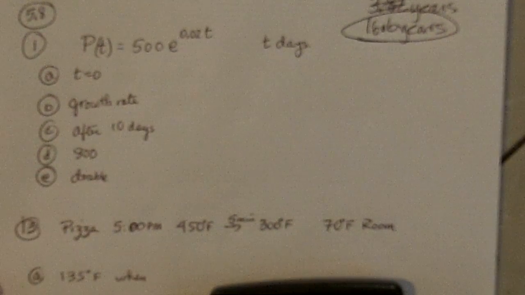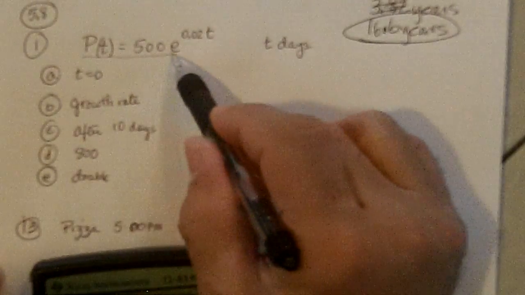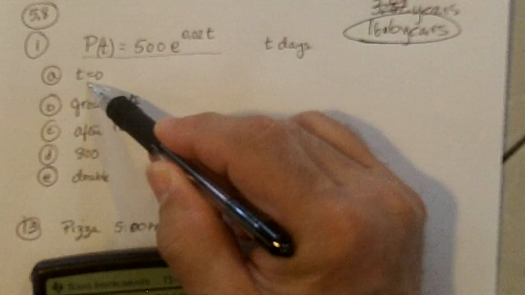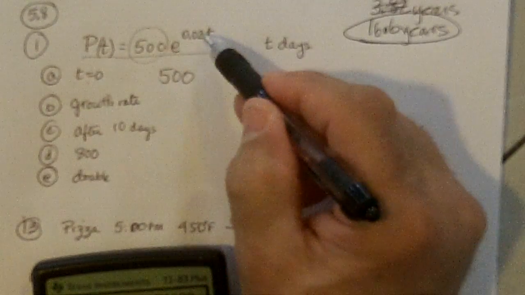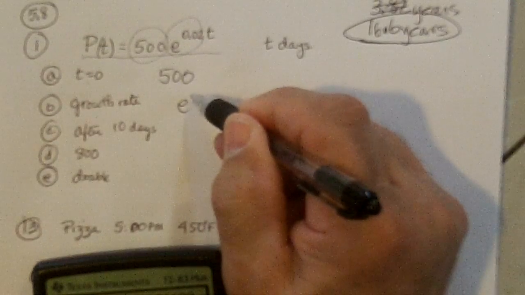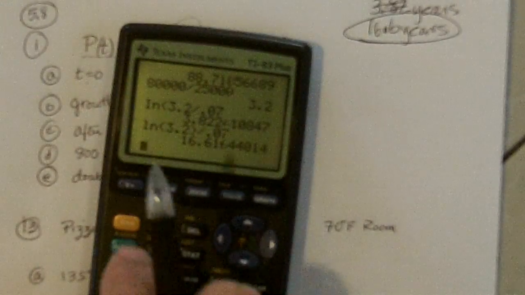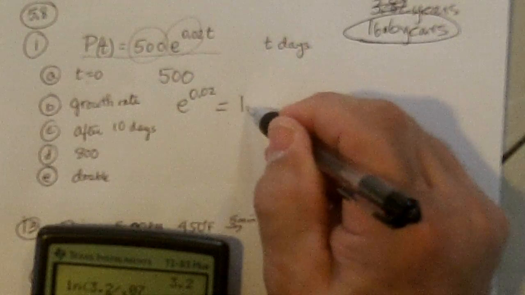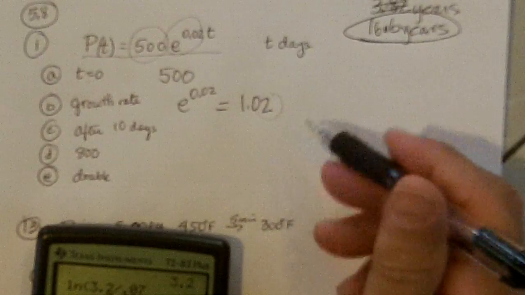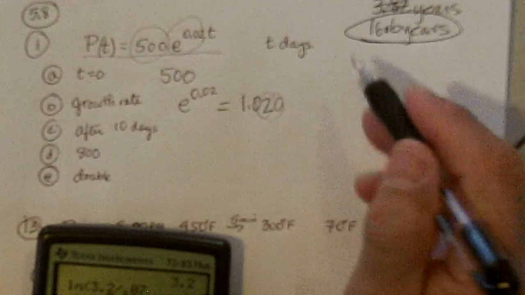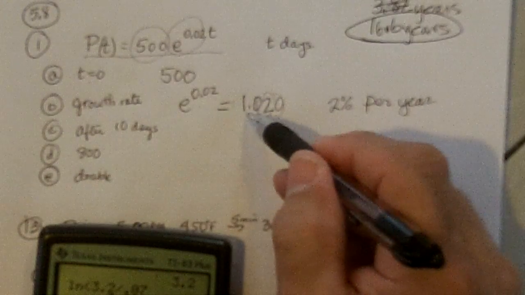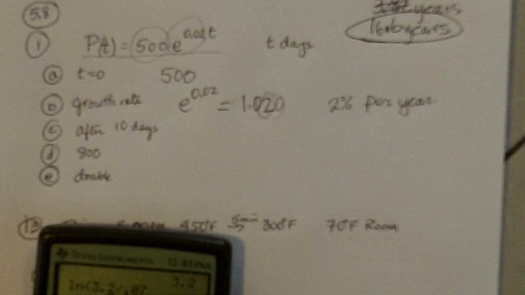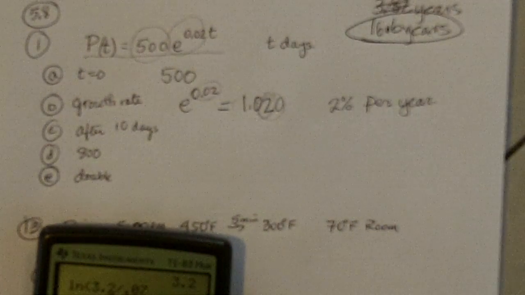5.8. Number 1 was about an insect population that's growing according to this model. How many insects were there at time 0? Well, that's the starting amount, 500. What's the growth rate? Well, that's e to the 0.02, which is 1.02. So it grows by 2% per year. The growth factor is 1.02, but it's growing by 2%. And that's what this says right here anyway. It grows by 2%.